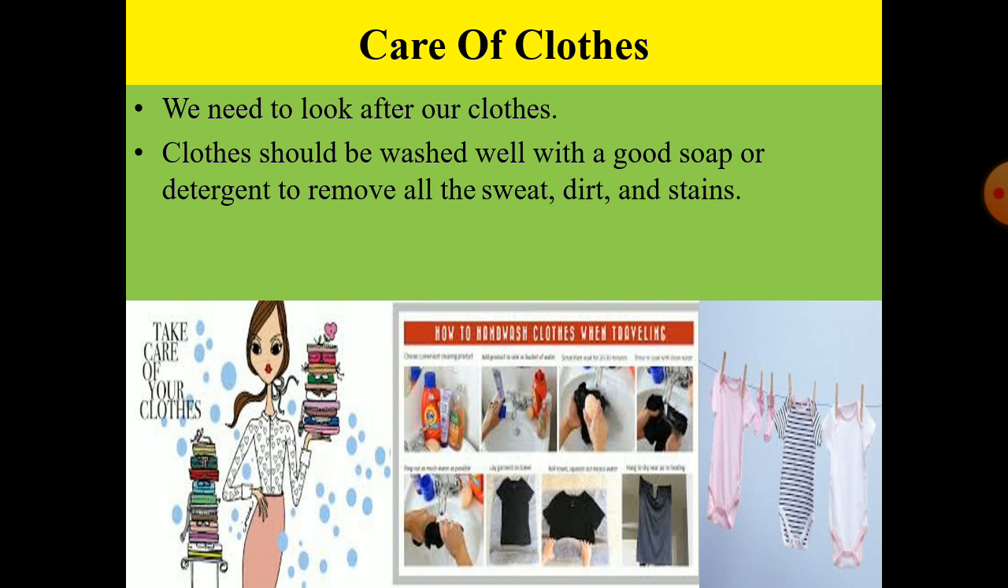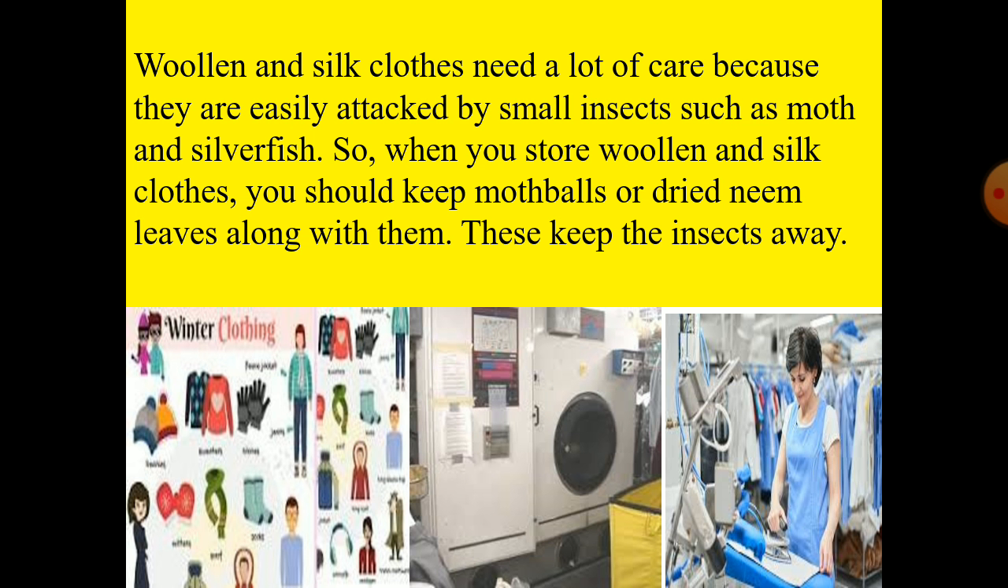Care of clothes. We need to look after our clothes. Clothes should be washed well with a good soap or detergent to remove all the sweat, dirt and stains. Woolen and silk clothes need a lot of care because they are easily attacked by small insects such as moths and silverfish. Silverfish, don't be panicked. Silverfish is not a fish. It is a small wingless insect. So, when you store woolen and silk clothes, you should keep mothballs or naphthalene balls or dried neem leaves along with them. These keep the insects away.